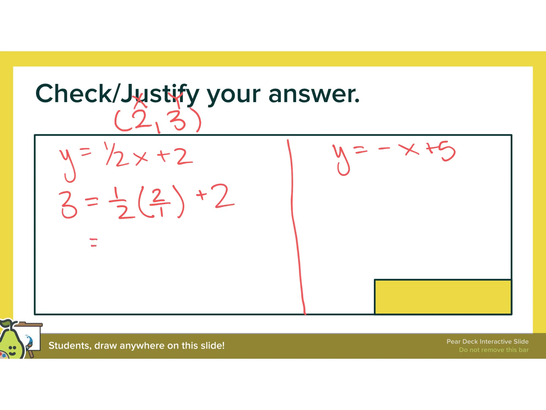So what is 1/2 of 2? Half of 2 is 1. 1 plus 2 is 3. 3 equals 3. It works for the first equation.